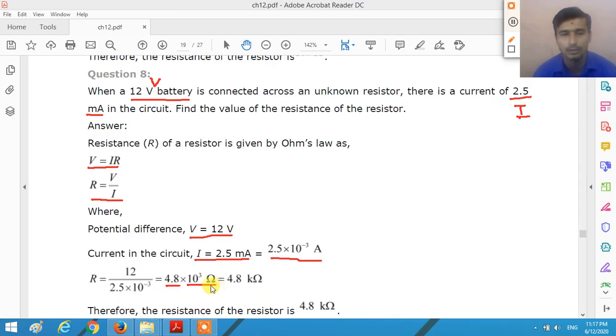So the value of the resistance is 4.8 into 10 raised to 3 ohm, that is 4.8 kilo ohm. 10 raised to 3 ohm we represent as kilo ohm. Kilo is 10 raised to 3, 1000. So we get the resistance of the resistor as 4.8 kilo ohm.